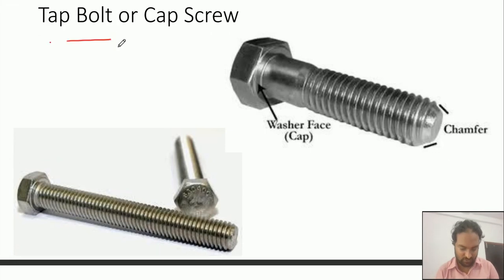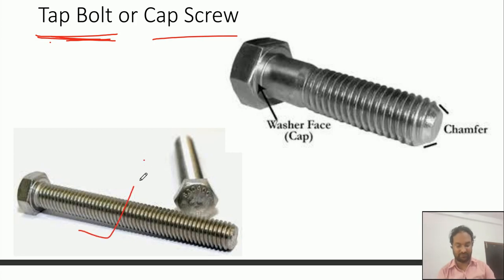These are used to cut the internal thread inside a hole. So this is called a tap bolt, or these are used to cut the internal thread. You see the end has a chamfer, so it will be used in an already drilled hole.